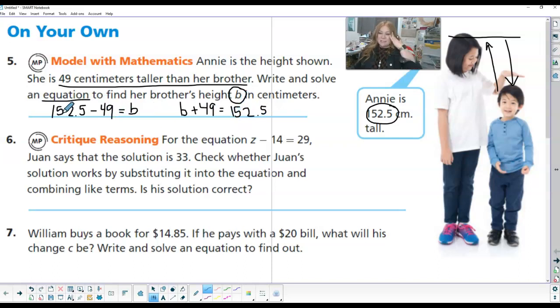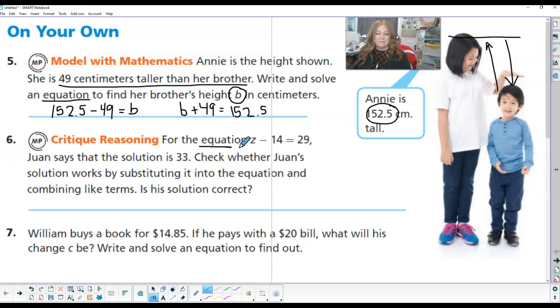So now I'm going to see, does this make sense? If I took 152 and I took away 49, that's about 100, right? He got smaller. He's 49 less than Annie. My problem makes sense. So we're not solving it. We're just writing the equation.